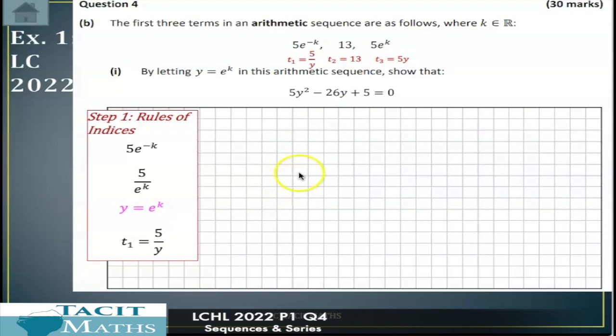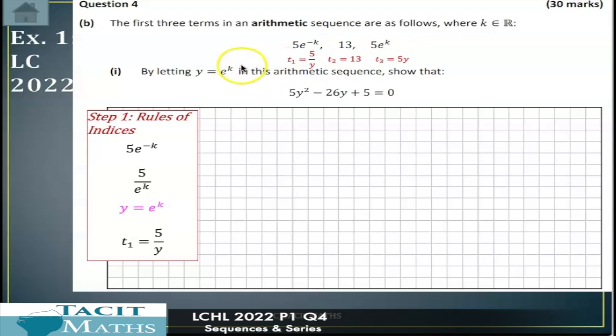Probably shouldn't tell you this, but even if you made the criminal error of starting with this and just substituting e to the power k in here instead of y, that actually got you 4 marks out of 10 as well, even though it didn't help you at all. Any correct substitution actually gave you 4 marks. So you can see you can pick up marks easily enough from this. Now we have our first, second and third terms in terms of y.